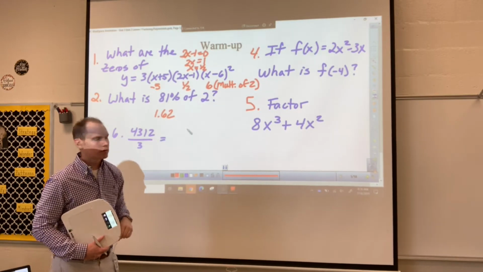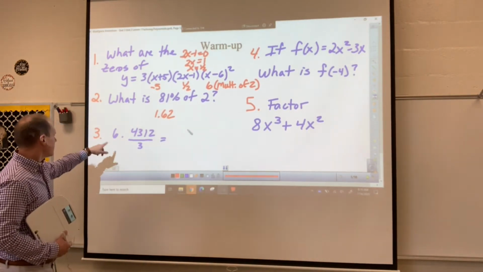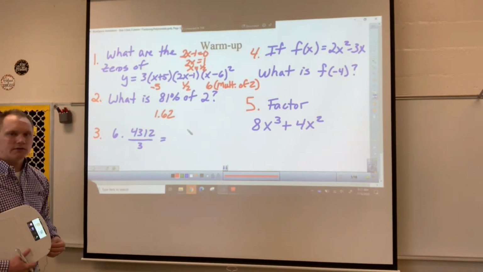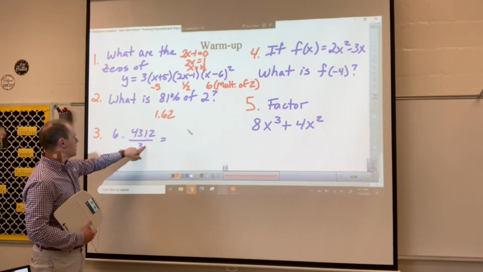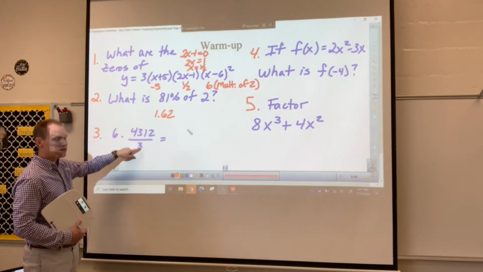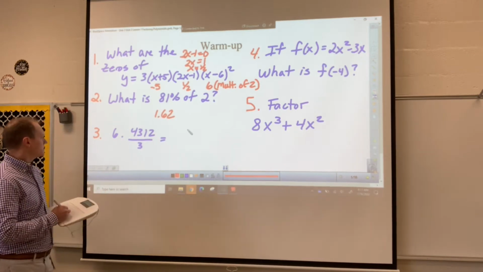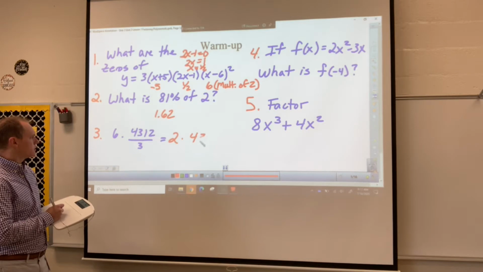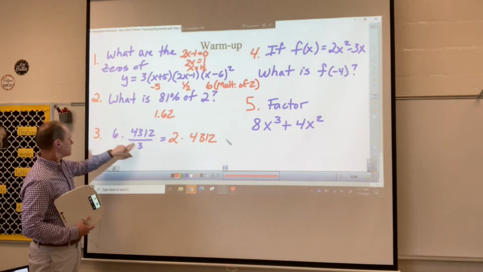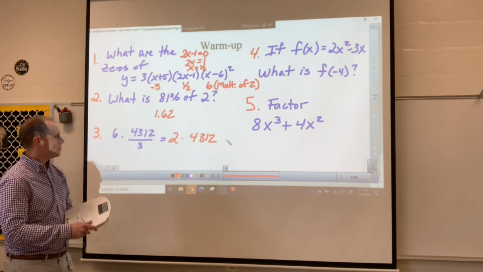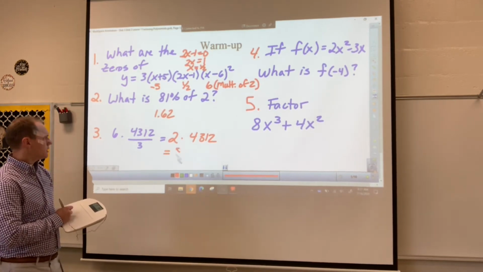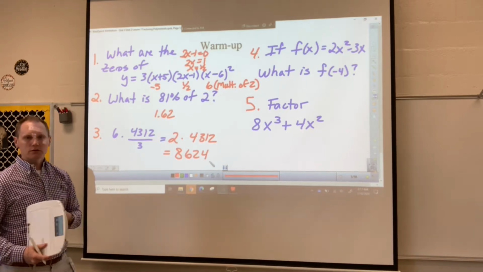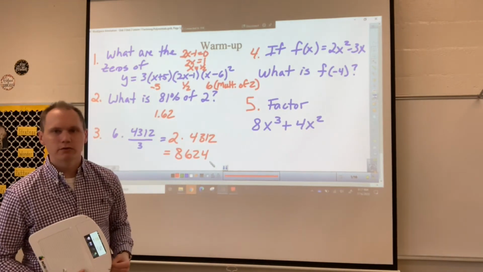Number 3 here, we have 3 times 4,312 over 3. You might think this is kind of difficult, especially if you try to do this division first. But in reality, what we can do is just divide the 6 by 3 first. And that ends up giving us 2 times the 4,312 that's left over here. So 6 divided by 3 is the 2. And then we can just double that and give us 8,624. So just a different strategy there of doing that one.